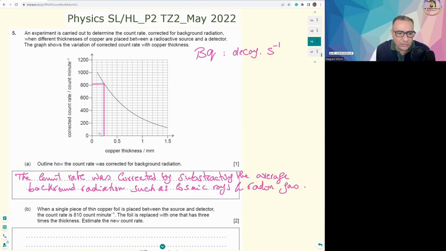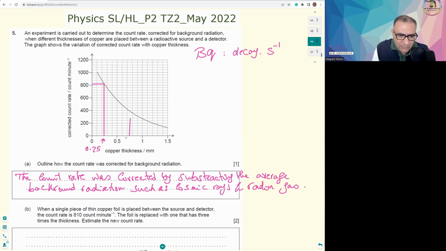So 0.1, 0.2, 0.3, 0.4, and 0.5. So it is between 0.2 and 0.3, right? So I feel comfortable to say, okay, it is like 0.25, just in the middle between 0.2 and 0.3. Now, 3 times the thickness, so 0.25 times 3 is 0.75.